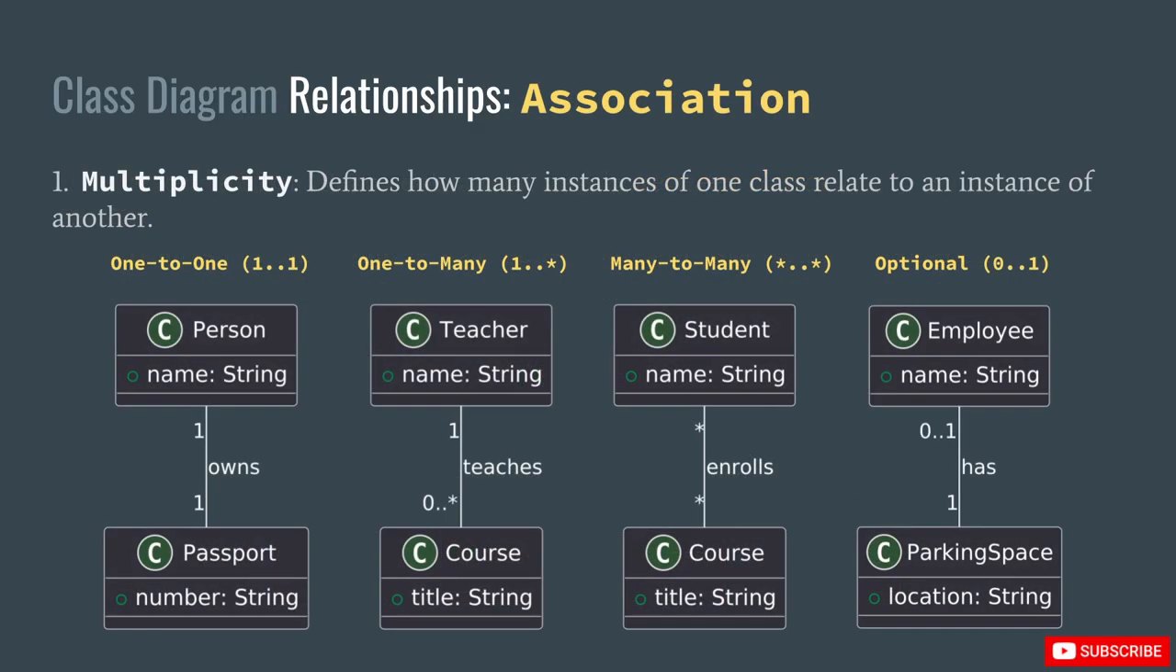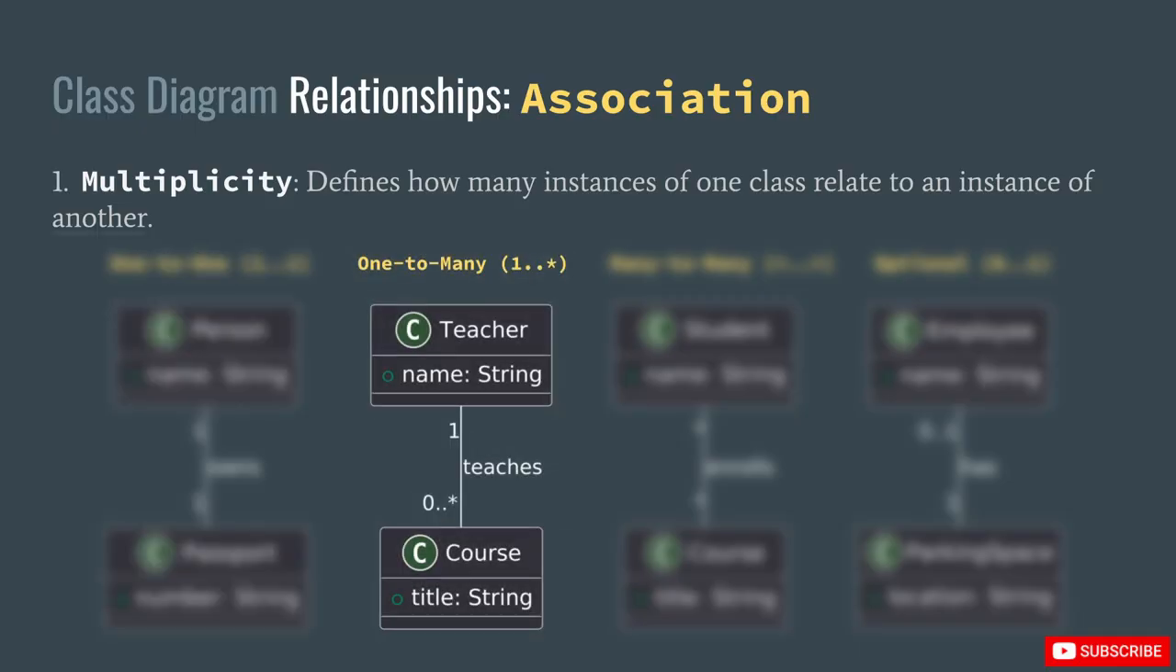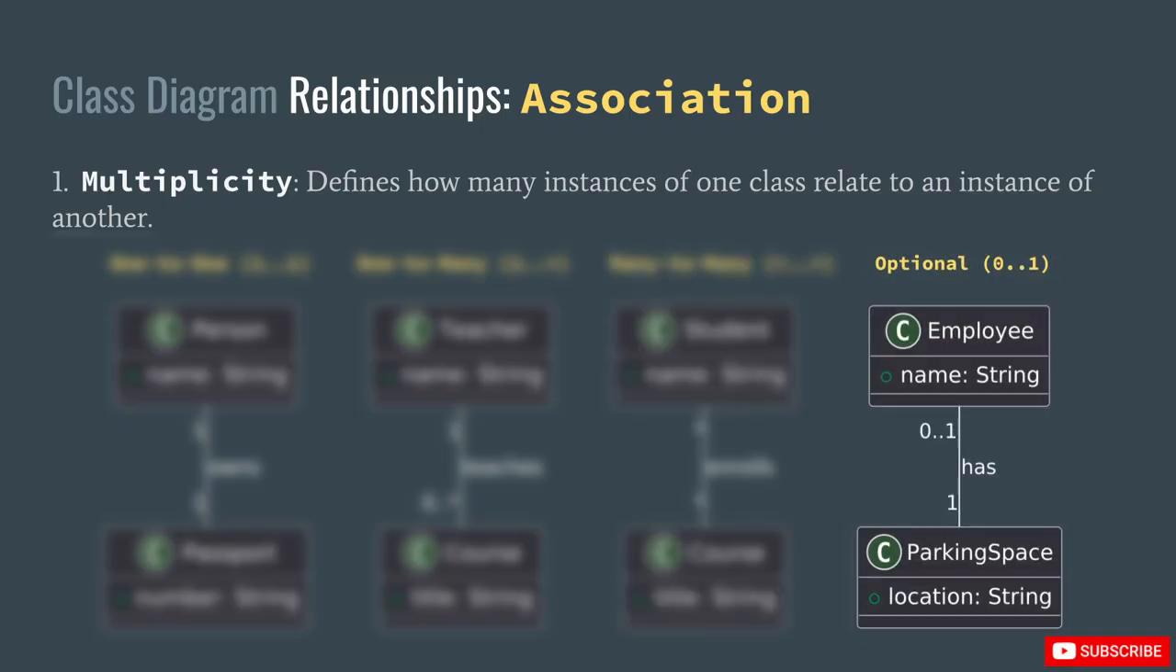Multiplicity is the term we use to describe how many instances of one class relate to another. One-to-one is pretty straightforward. One instance of a class connects to one instance of another class. One-to-many means one instance of a class is linked to multiple instances of another class. Many-to-many shows that many instances of one class relate to many instances of another class. Finally, optional means that sometimes an instance of a class might relate to one instance of another class, but sometimes it might not.